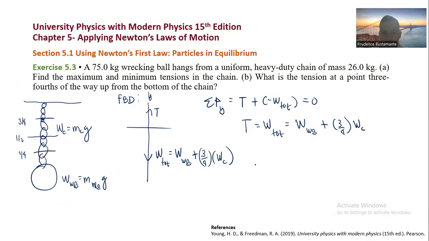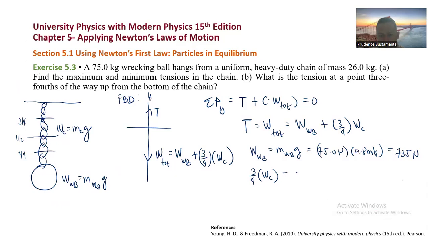Let's determine this. From A, the weight of the wrecking ball is equal to the mass of the wrecking ball times g, which is 75.0 kilograms multiplied by 9.8, so we have 735 Newton. Okay, what is 3/4 the weight of the chain?